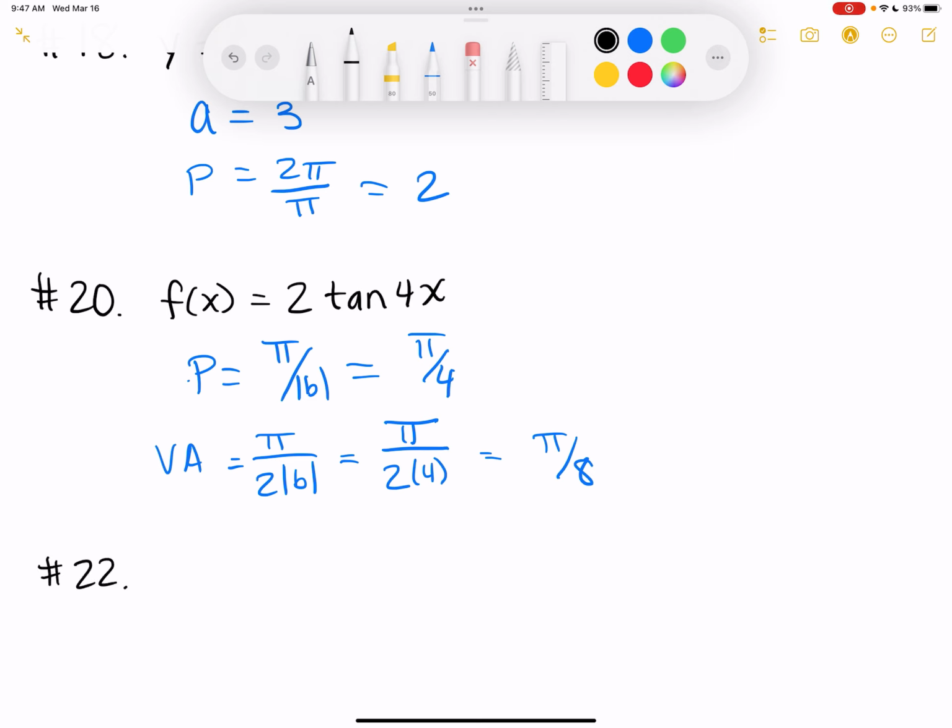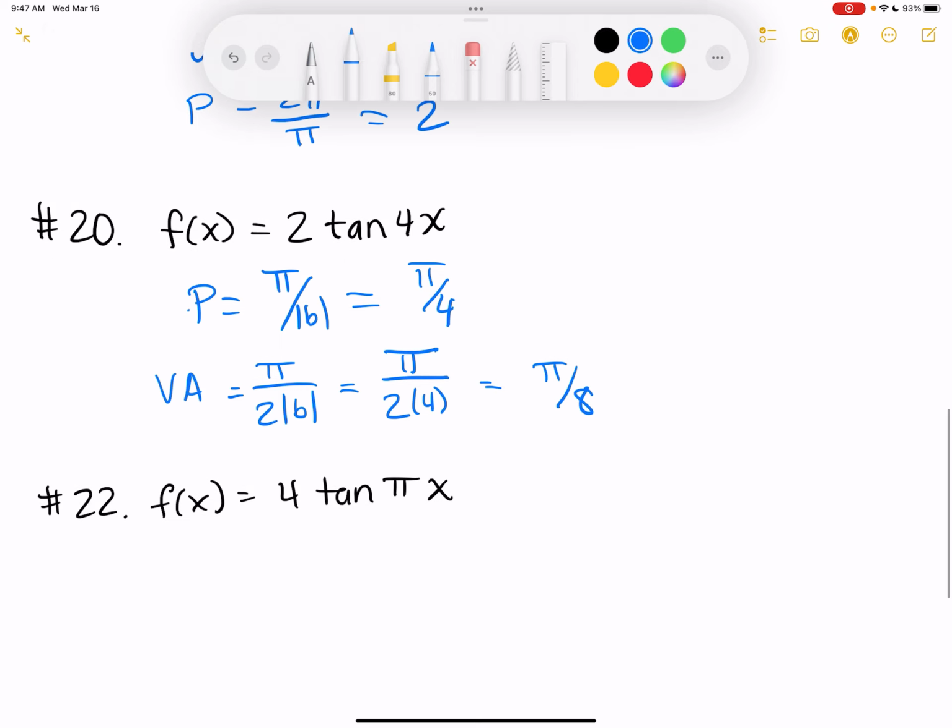Number 22. They tell you that, but I don't think a single problem in this book is negative. f of x is equal to 4 tangent of pi x. Okay, now it's time to get wild.